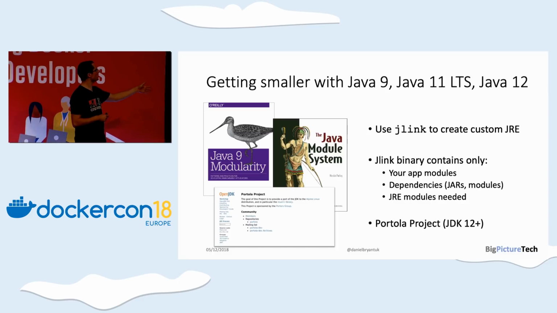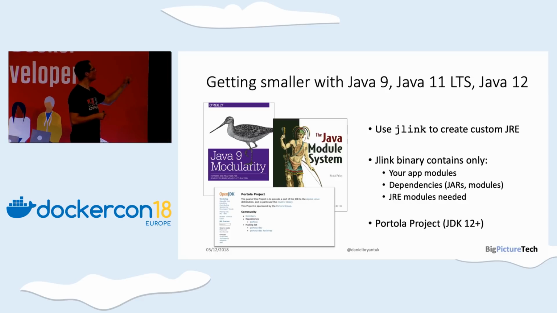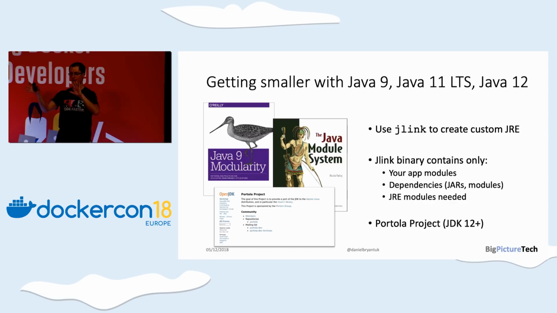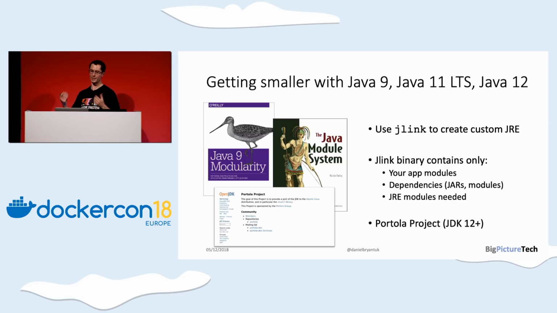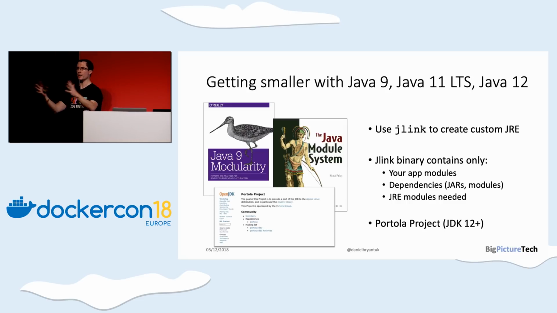Same with the Portola project from JDK 12. That's looking at making the Alpine distro even smaller. There's some issue with glibc and musl, which is a very technical conversation, which I don't fully understand. I haven't got time to go into all the details that I do understand either. But know that 100 megs can definitely be shrunk to about 20 or 40 if we get Portola project working. And it's a community effort at the moment. So check out what's going on there as well.